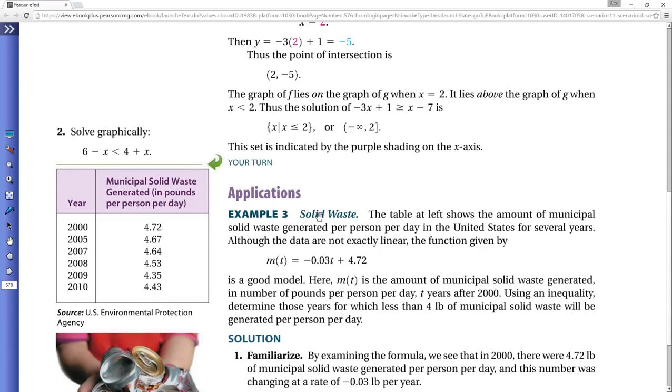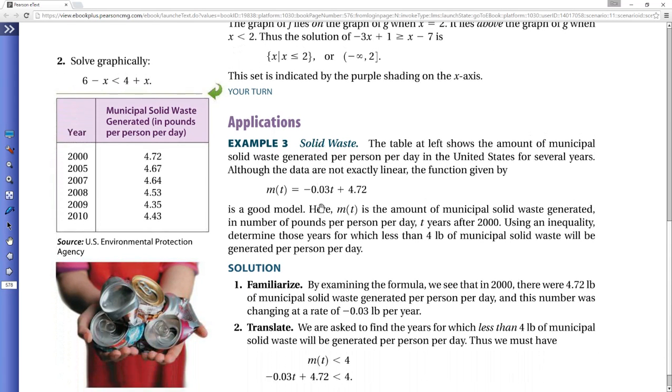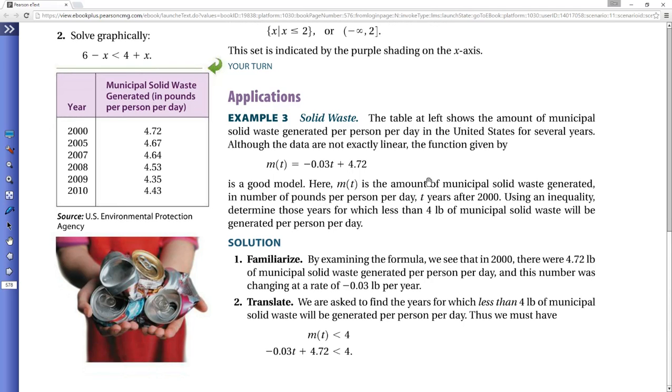Well, the last thing we're going to talk about is some of the applications here. The first one's talking about solid waste, which is not the most pleasant thing to think about. This might be some kind of author's attempt at humor to try to get a teacher to say some cuss words or something. But yeah, let's look at this problem. They start tracking the amount of municipal solid waste generated per person per day in the United States for several years. Now that'd be an interesting job.